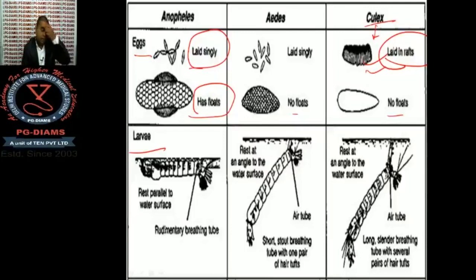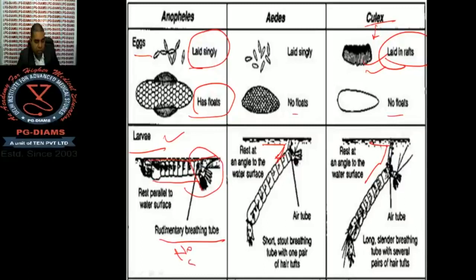Then the larva of Anopheles floats around the surface, parallel to the surface. But larvae of Aedes and Culex are present at around 45 degrees to the surface, or they are seen hanging. They are downward from the surface. They are not present at the surface. Why is it the case? The reason is that the larva of Anopheles has a rudimentary breathing tube or no siphon.